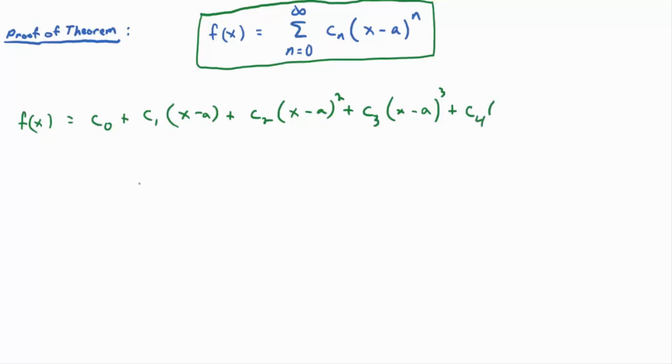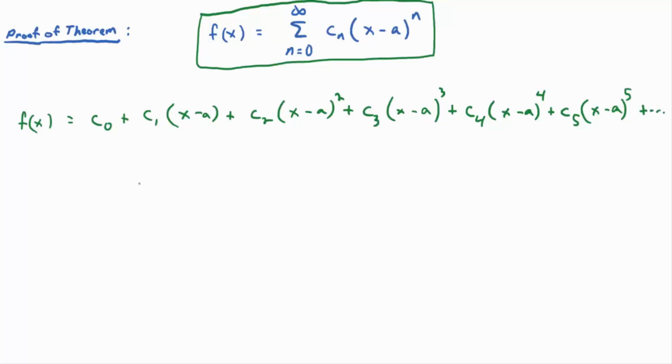C4 (x minus a) to the 4th power. Let's go to 5, I guess. C5 (x minus a) to the 5th. Agreed? That's what the original definition of a power series looks like longhand. Let's take derivatives. Plus dot, dot, dot.